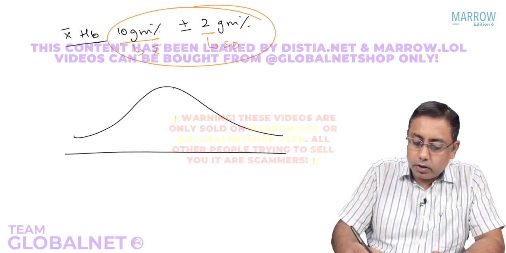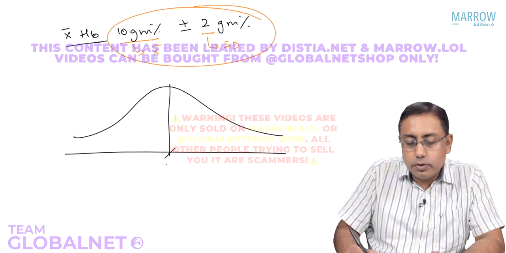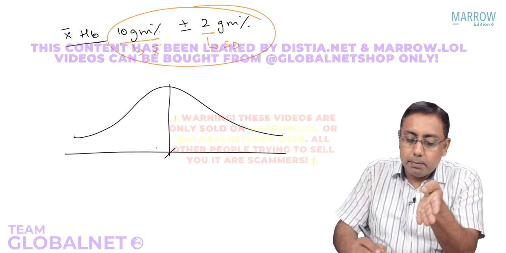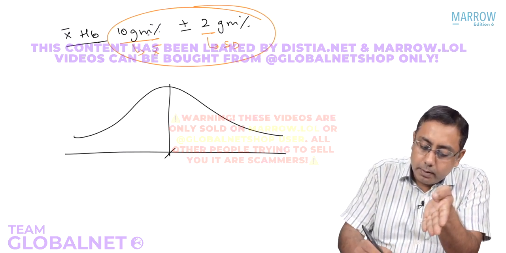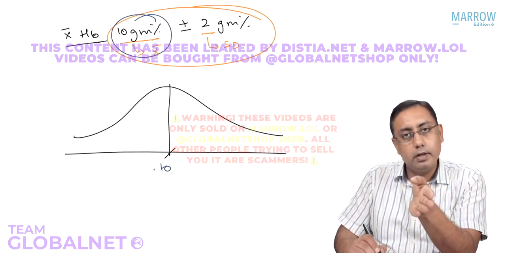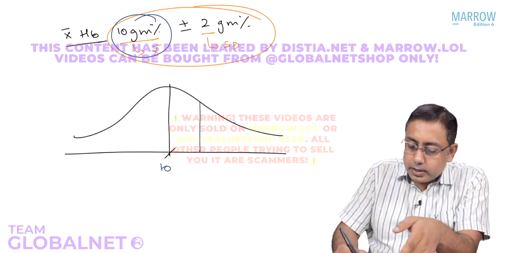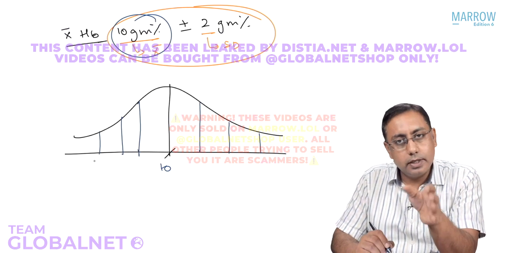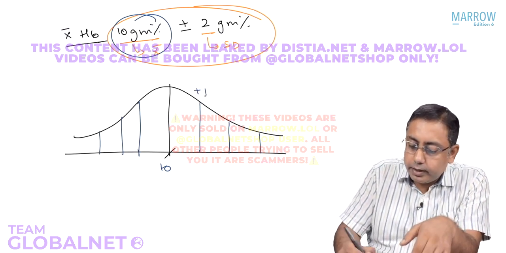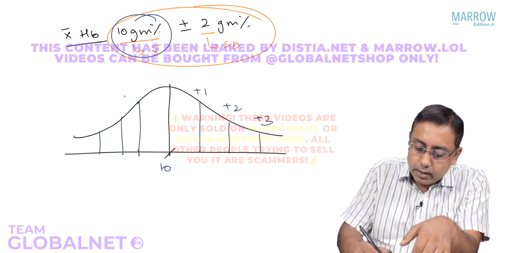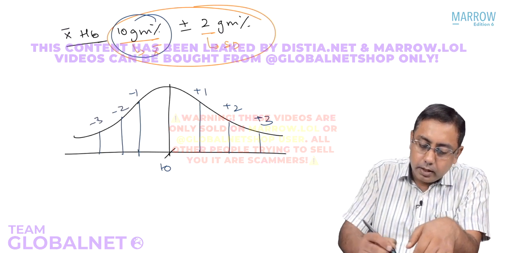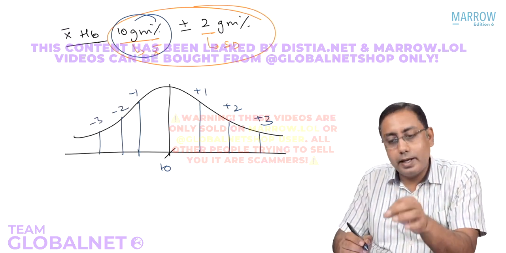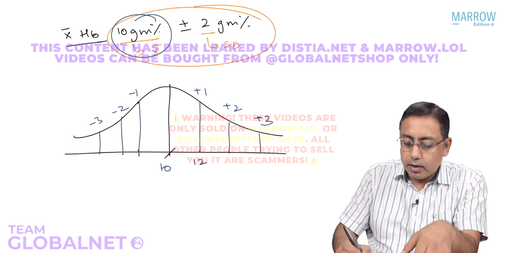So yes, I can draw a normal distribution curve. The mean will be equal to 0 at the 0 standard deviation. But the mean will correspond to how much? Mean will correspond to 10. Okay, then plus 1 SD, plus 2 SD, plus 3 SD, minus 1 SD, minus 2 SD, minus 3 SD. So what should I write here at plus 1, plus 2 and plus 3, minus 1, minus 2 and minus 3? What should I write here at plus 1 SD? It will be 12.